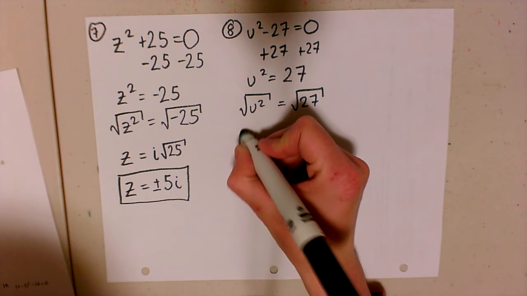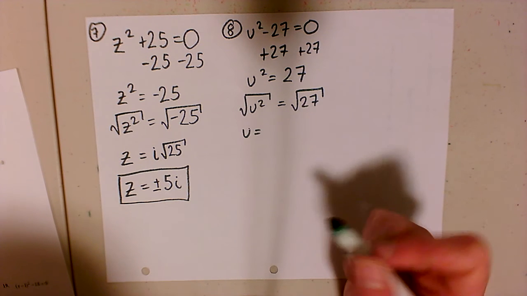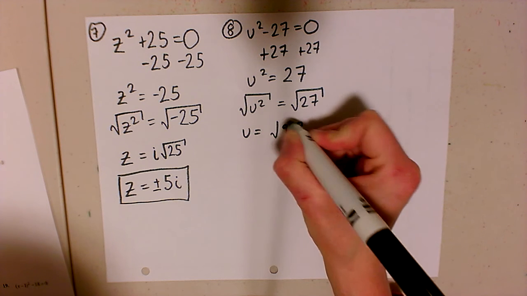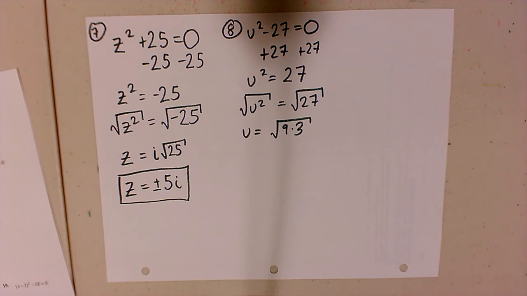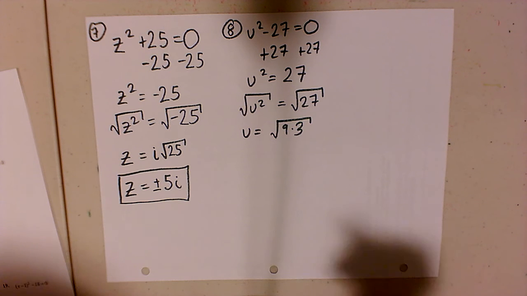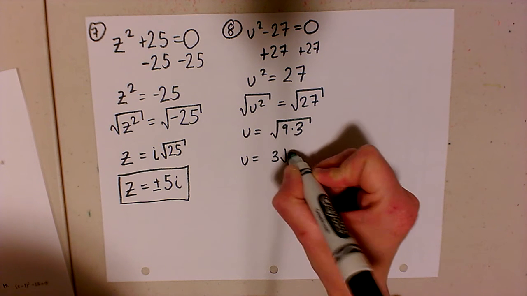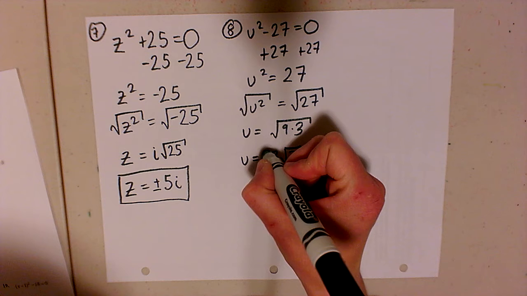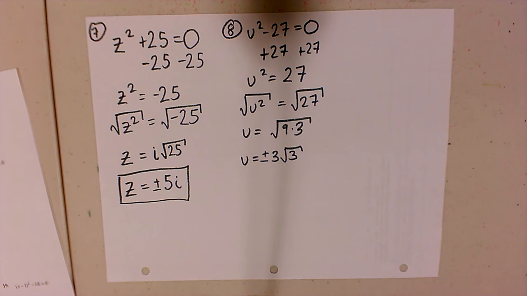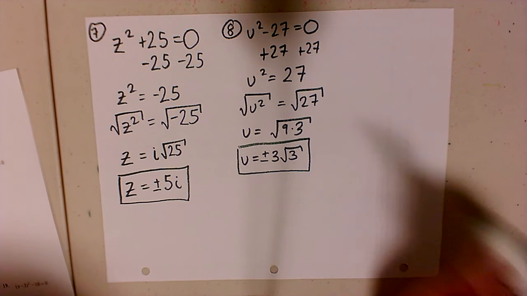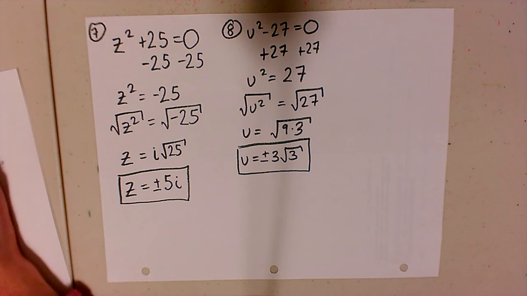So square root of u squared is u. The largest perfect square inside of 27 is 9. So you can take that 27 and rewrite it as 9 times 3. And then if we take the square root of 9 and pull that on the outside, we get a 3. And we have this other 3 that we have to leave inside. And then of course, we have to throw the plus or minus in front. So our answer is u is plus or minus 3 root 3.